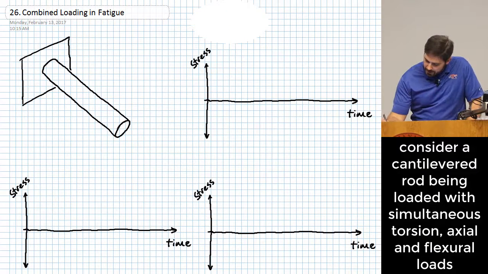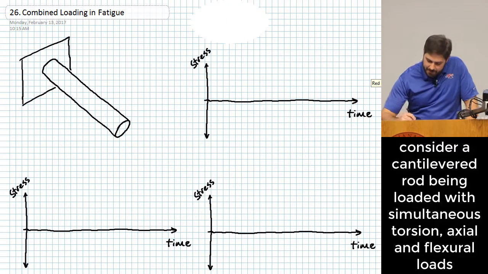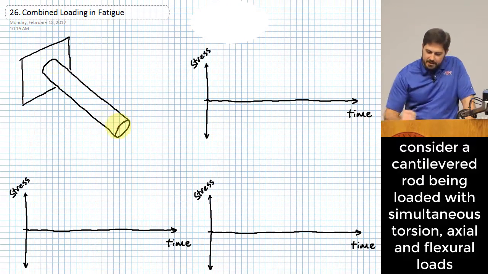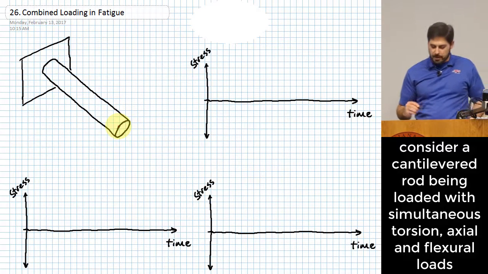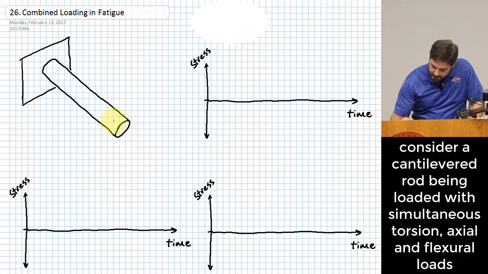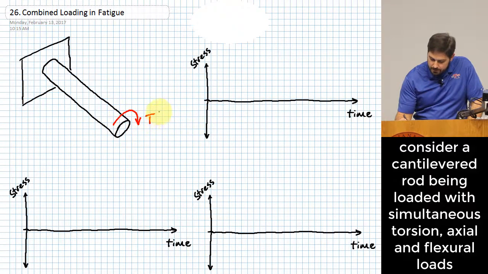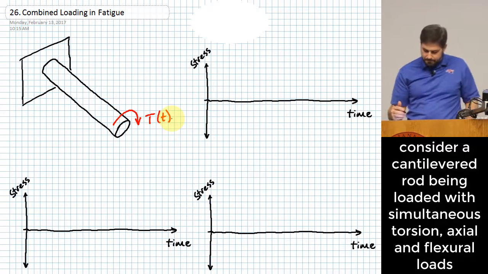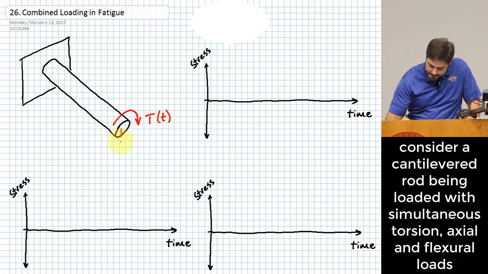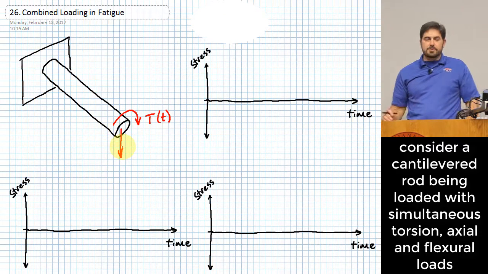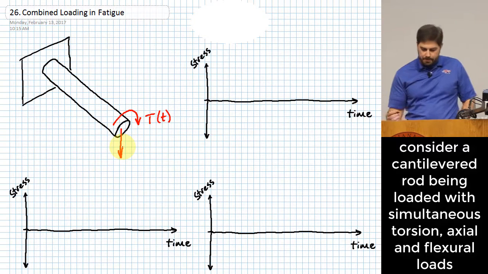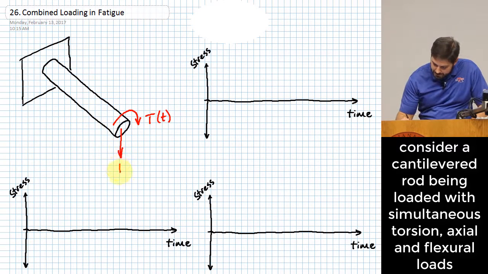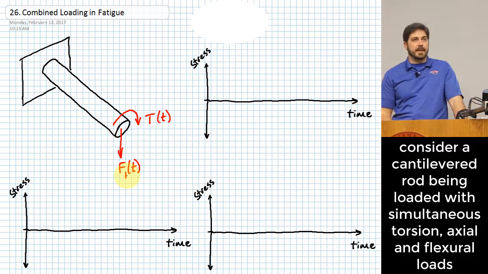So let's look at a scenario where we have, let's say, just a cantilevered rod sticking out of a support somewhere, and let's say that this cantilevered rod is subjected to simultaneous torque, and that's going to be a function of t because it's going to be something that varies over time. Let's say that it also has a transverse load applied at its tip, right? And so maybe I'll call that F, maybe F1 of t, something like that.